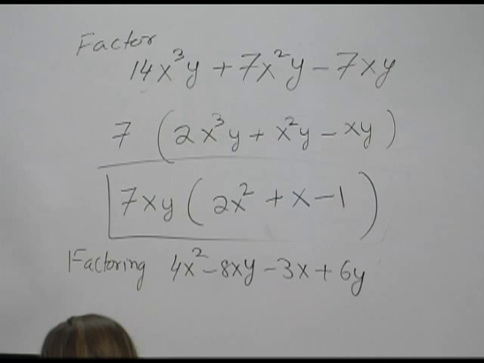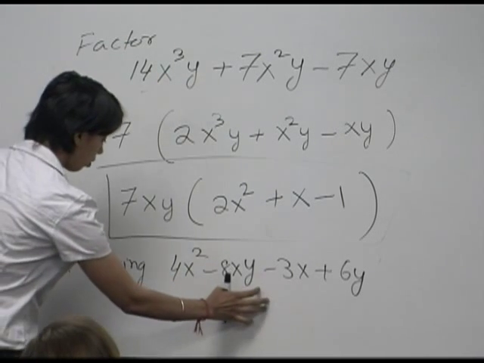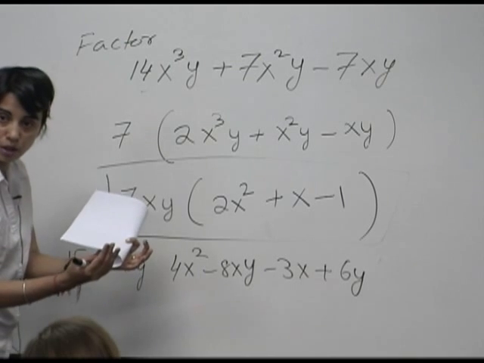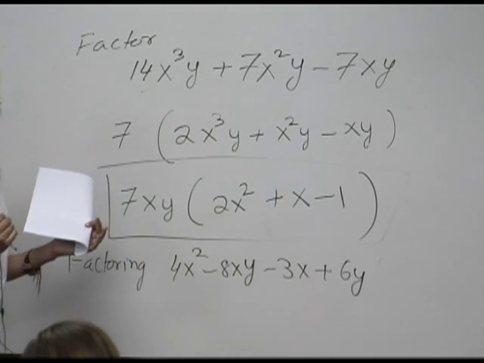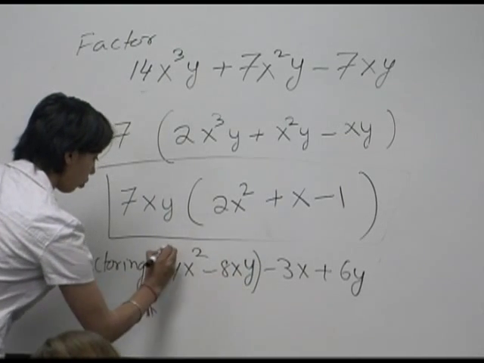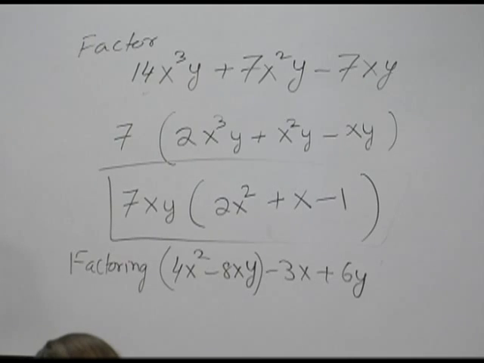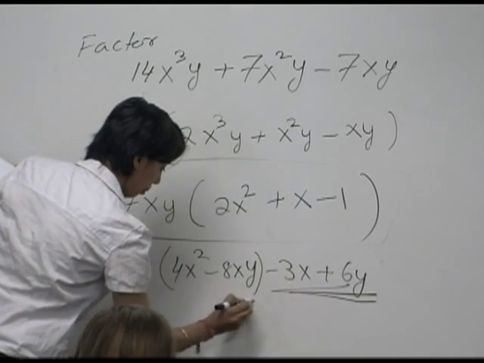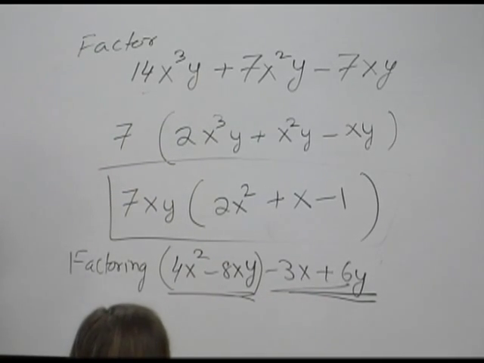Make groups. See if you can make any group and pull out anything common. Look at the first group if there is anything you can pull out common, then look at the second group. You cannot pull out something common from all 4 terms, right? Try to make these 2 as one group and these 2 as another group.